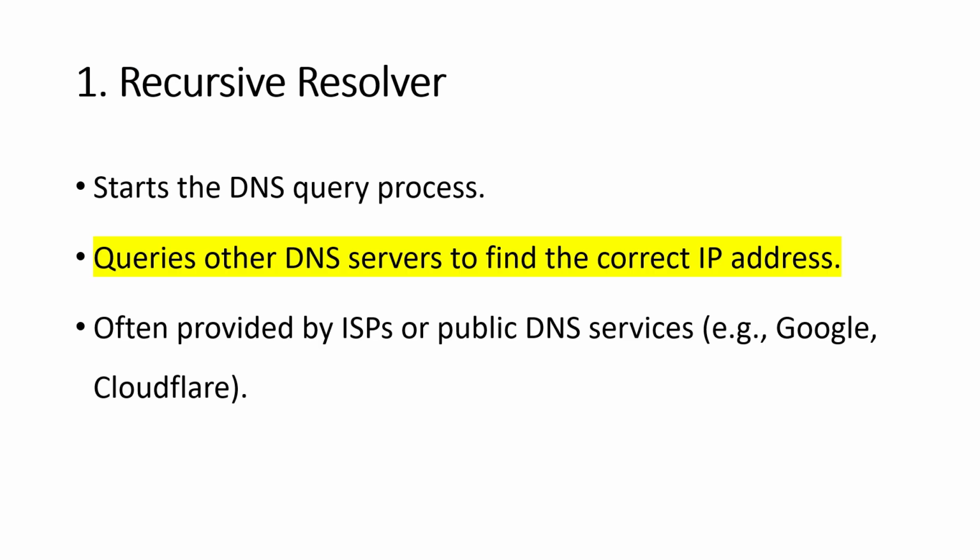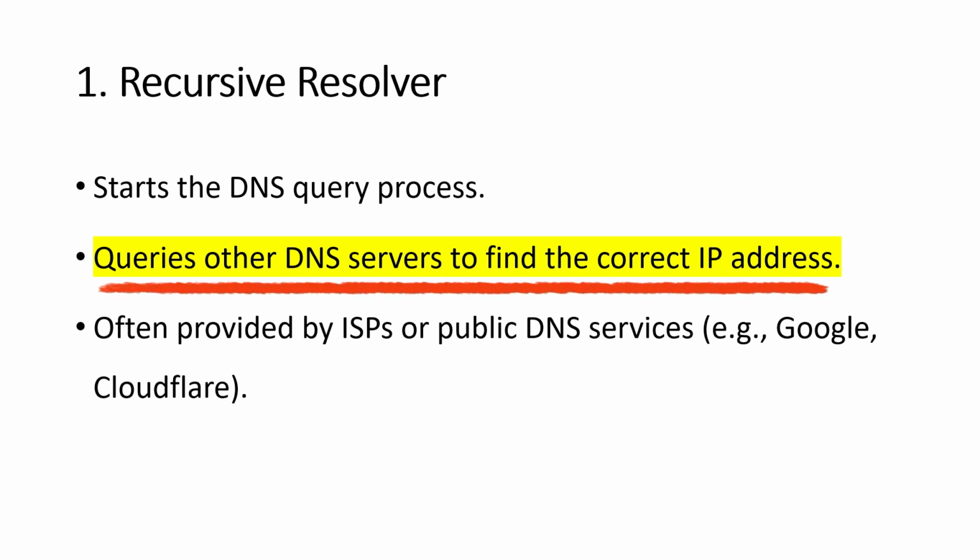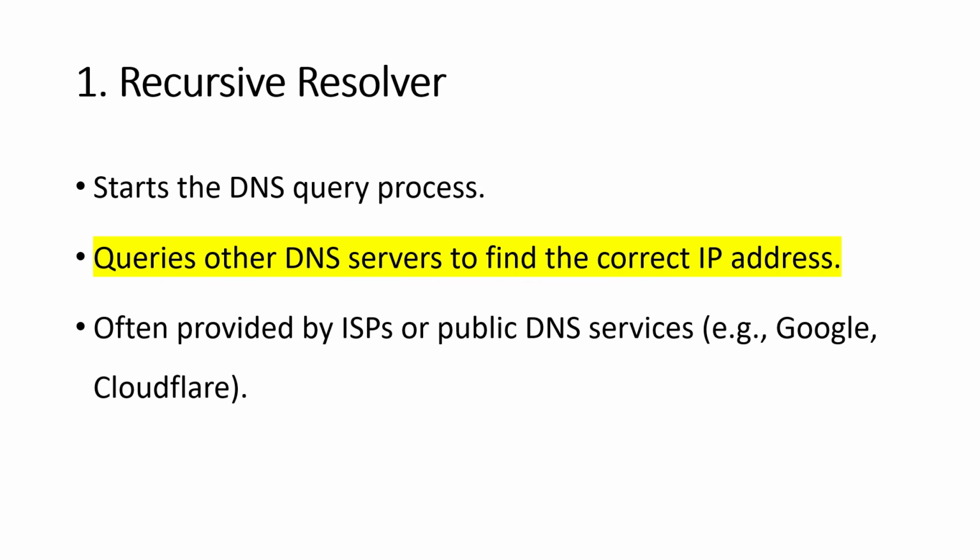These servers act as intermediaries between your device and the DNS hierarchy. When you type a URL into your browser, your query is sent to a Recursive Resolver. Its job is to find the answer for you by querying other DNS servers. Here, the resolver actually behaves as a client itself.